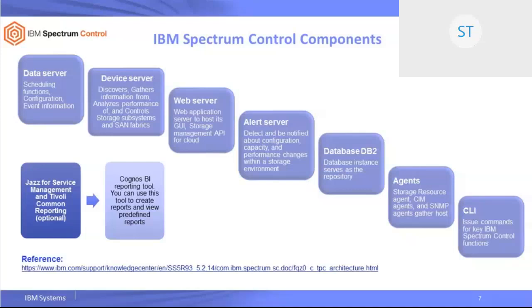There are various agents which are used: the storage resource agent, the CIM agent, the SNMP agent. These agents are used to gather host applications, storage system on the host, and SAN fabric information, which are sent to Spectrum Control. The common interface to work with Spectrum Control is the web-based GUI, from where you can manage your enterprise storage environment.